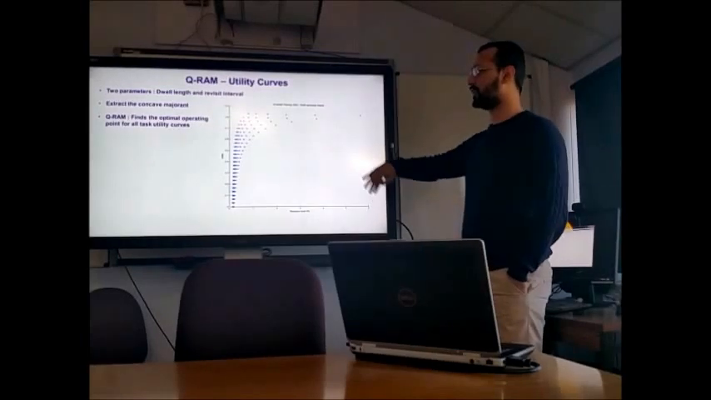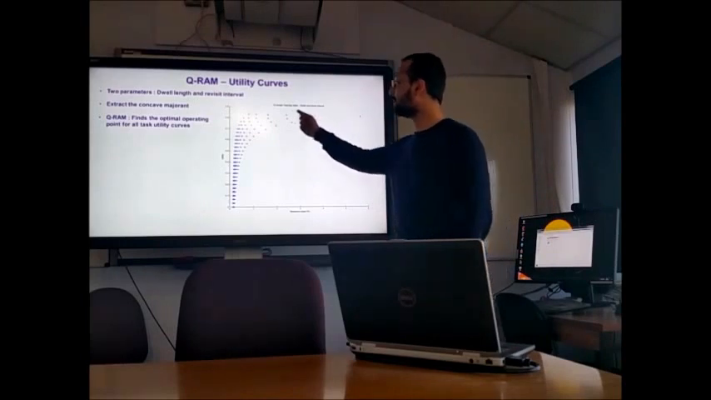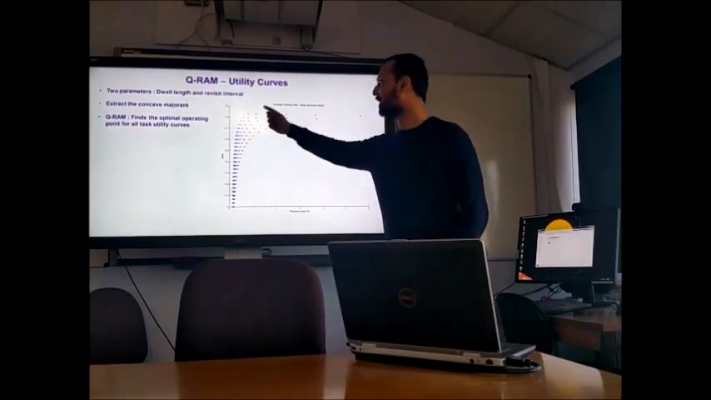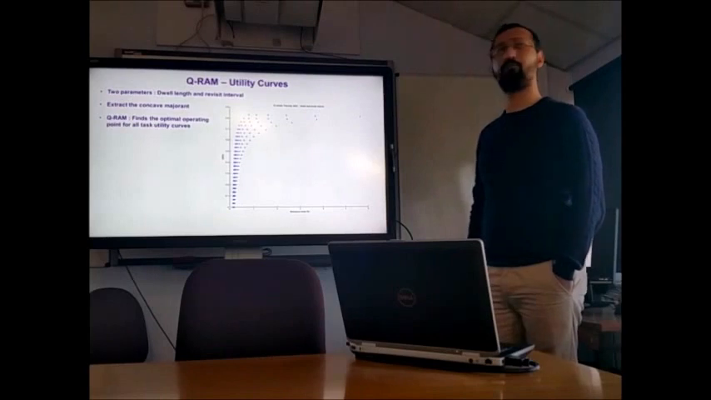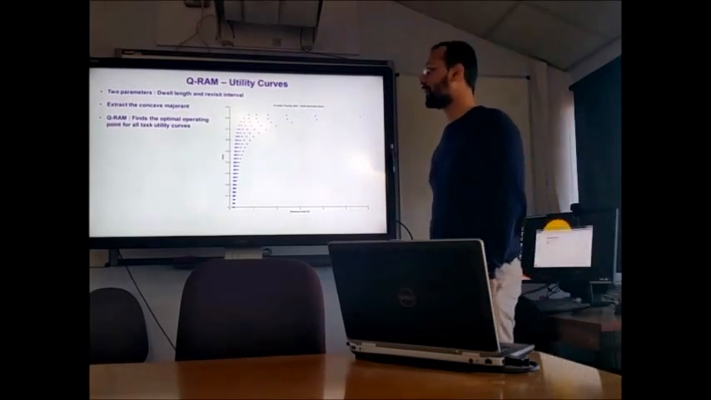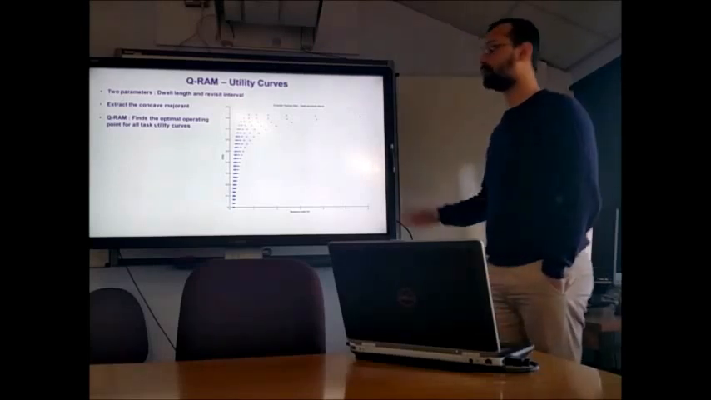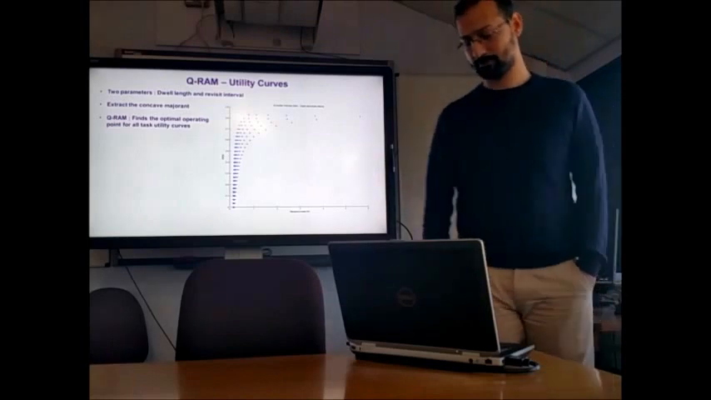The aim here is to first extract the concave majorant, which is the most efficient curve, right at the top, and that can be defined as the one that gives you the best utility per resource used. The aim of QRAM here is to find the optimal operating points for all the tasks, given the resource constraint.